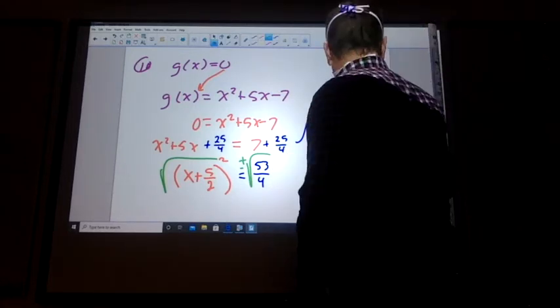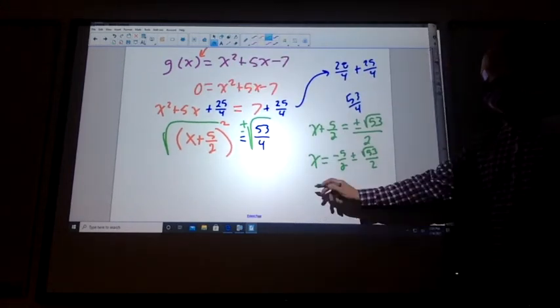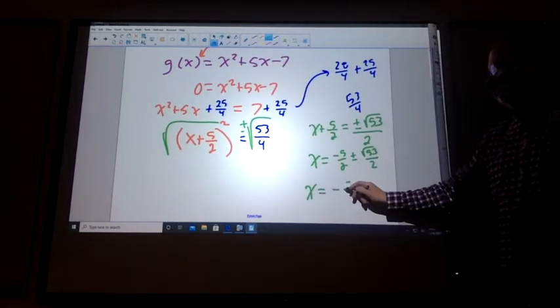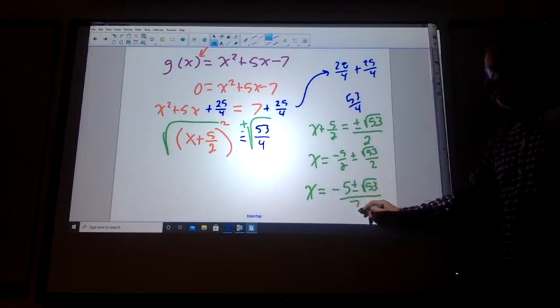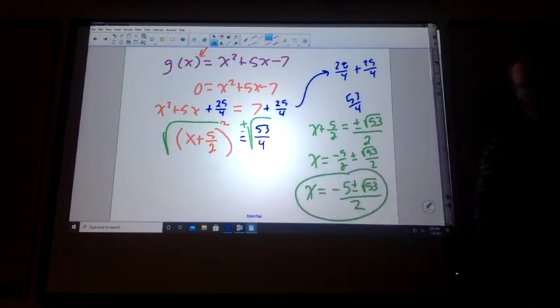So my legitimate answer from that is x equals negative 5 plus or minus root 53 all over 2. It's a beautiful exact answer. It's the answer you got with the quadratic formula if you didn't make any sign mistakes.